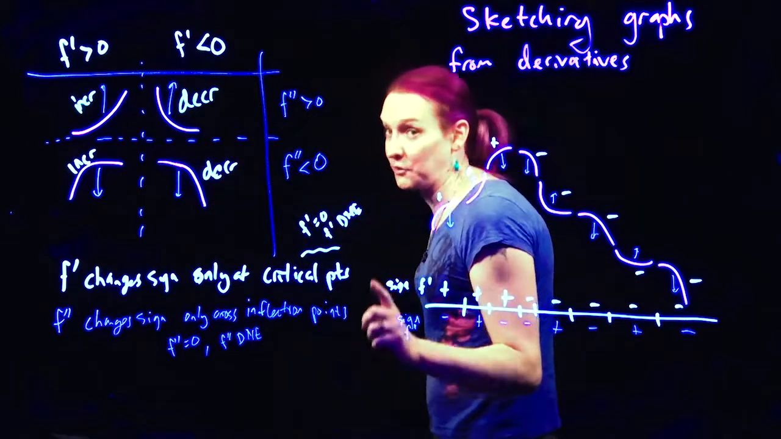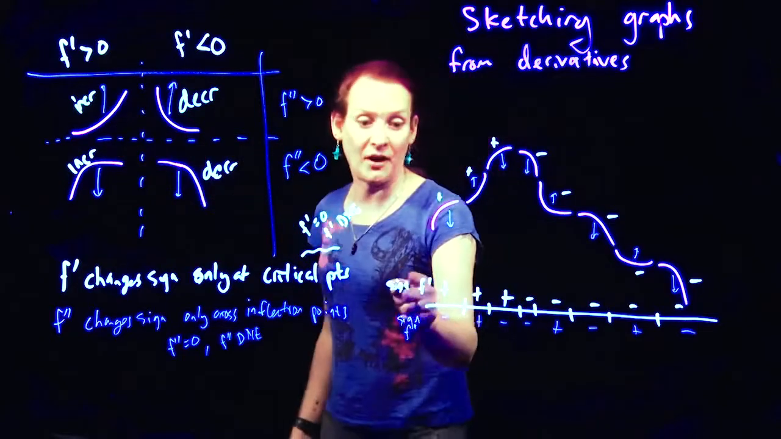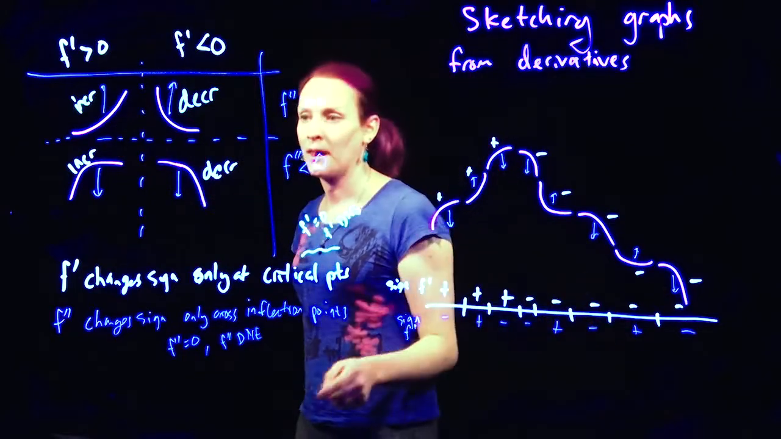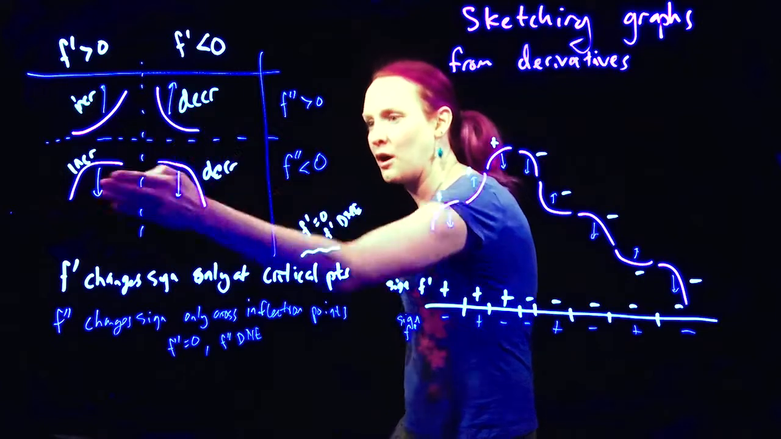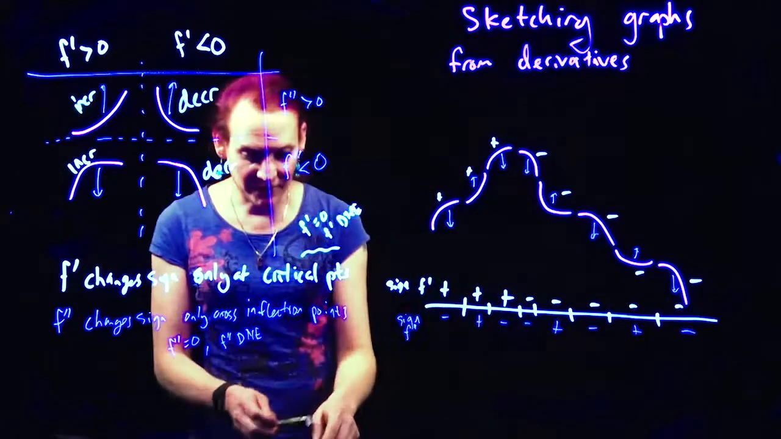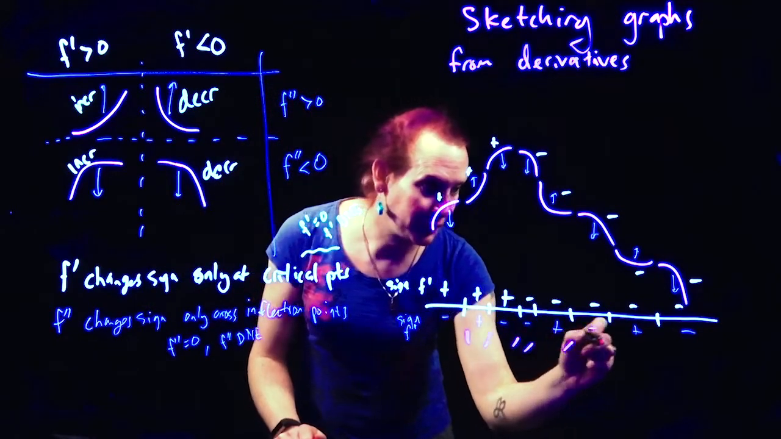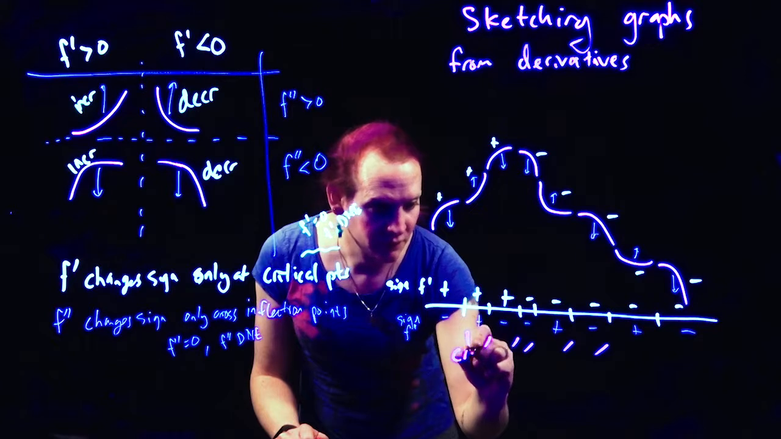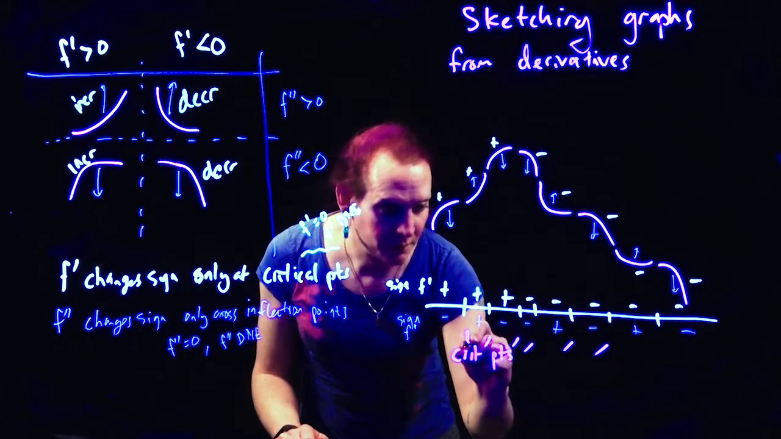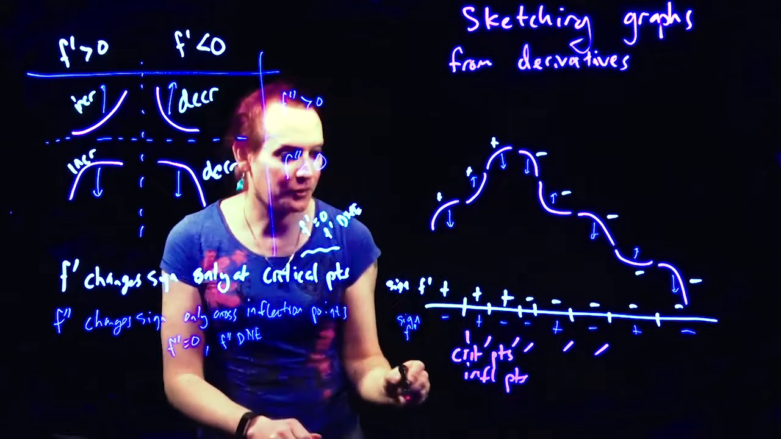So you need to figure out when sketching a graph, is it increasing or decreasing, right? Is the sign of f prime positive or negative? Is it concave up or concave down? What's the sign of f double prime? And then all of these points right here are either critical points or possible inflection points.